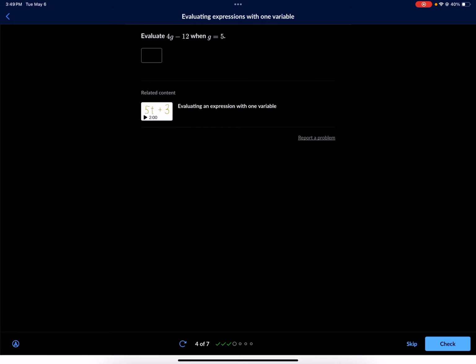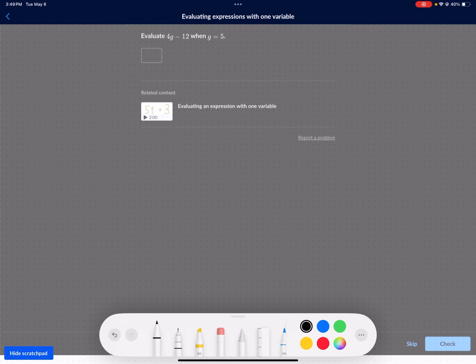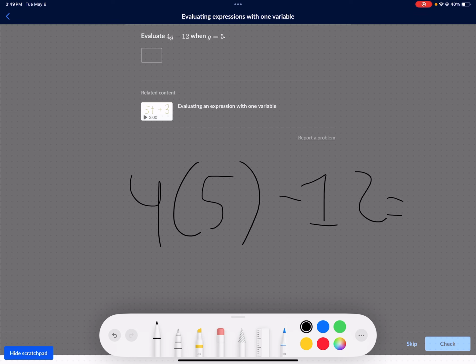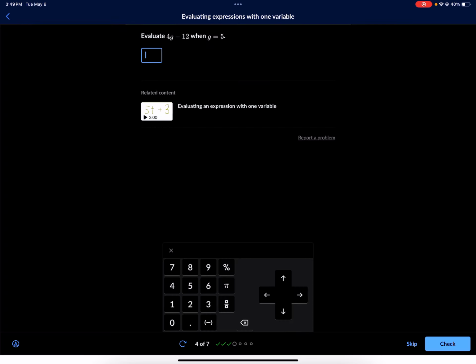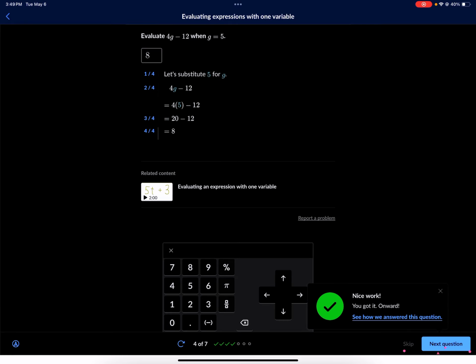Evaluate 4g minus 12 when g is 5. So we have 4 times 5 minus 12, which is equal to 8. Good job. You did 20 and then minus 12 to get 8. I didn't even have to help you that time. So if you got that right, good job.